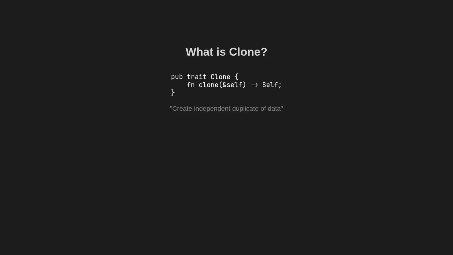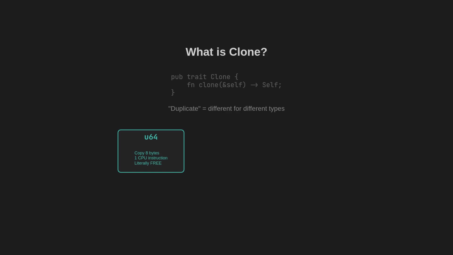First, let's understand what clone actually is. In Rust, Clone is a trait. When you call .clone() on a value, you are asking Rust to create a completely independent duplicate of that data. But here's a key insight: duplicate means very different things for different types.